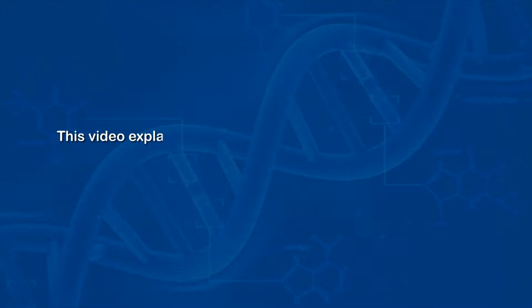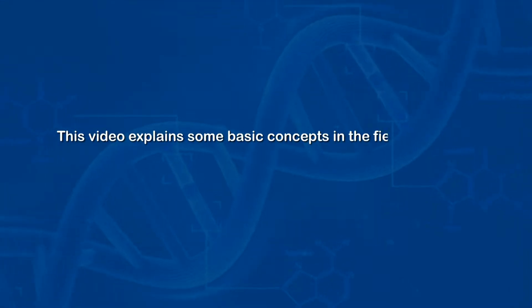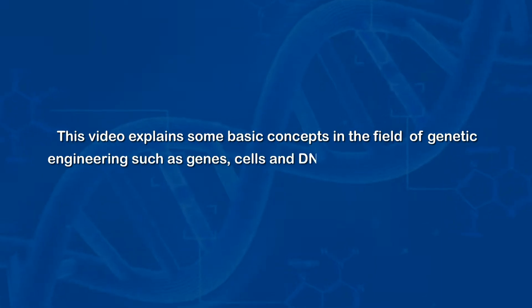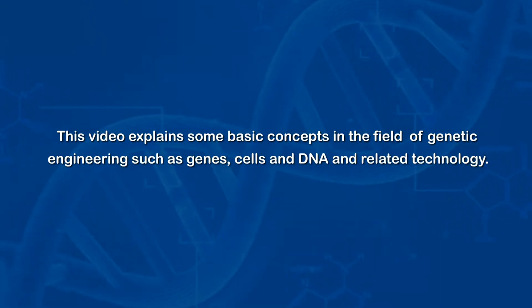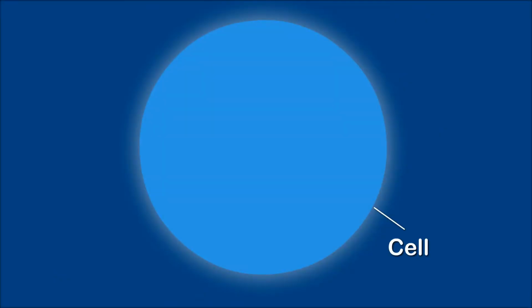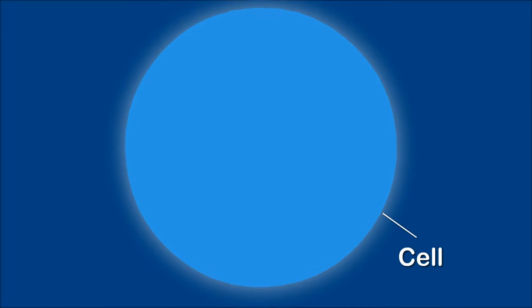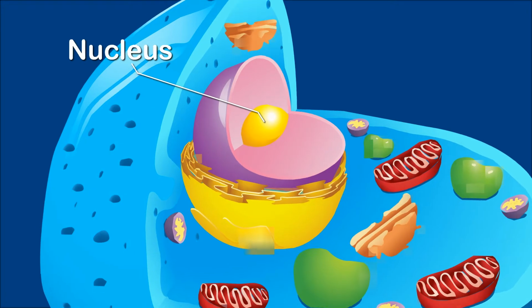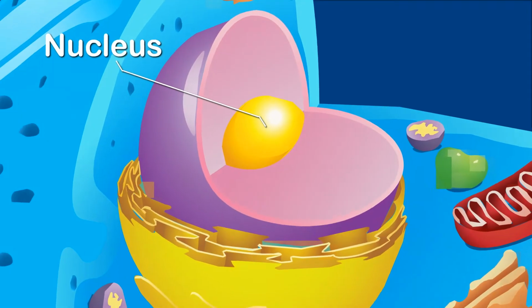This video explains some basic concepts in the field of genetic engineering such as genes, cells, and DNA and related technology. As most of us know, the cell is the basic unit of life. In complex or higher life forms, within the cell is the nucleus, which contains the genome or the genetic material.